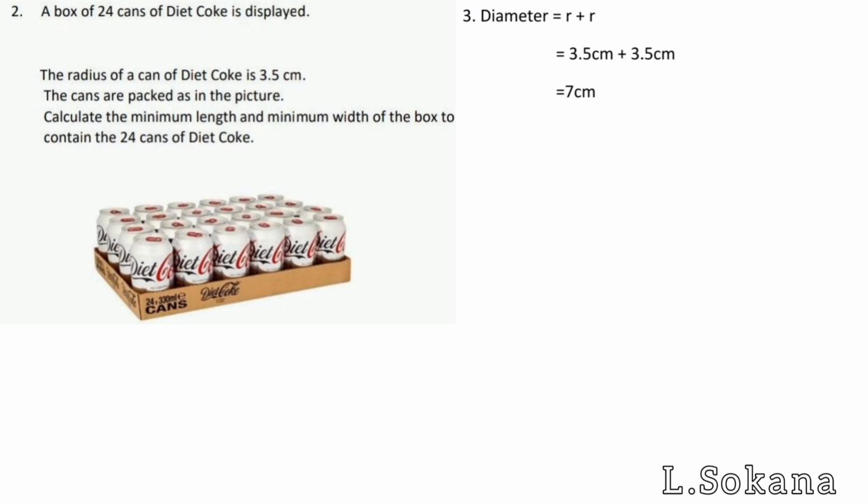Let's calculate the minimum width. Since there are 4 cans widthwise, we'll use the diameter that we have and multiply it by 4 cans. It will give us our minimum width. So minimum width is equal to diameter multiplied by number of cans widthwise. So it is equal to 7 centimeters multiplied by 4. That gives us 28 centimeters. So the minimum width of the box is 28 centimeters.